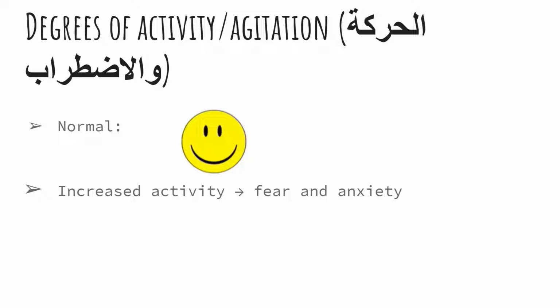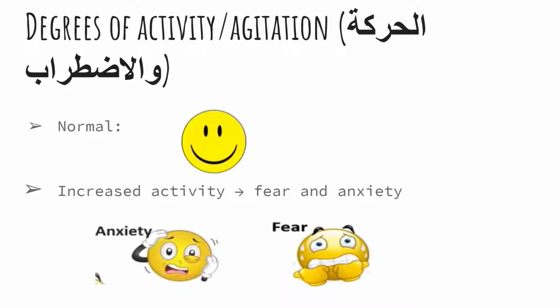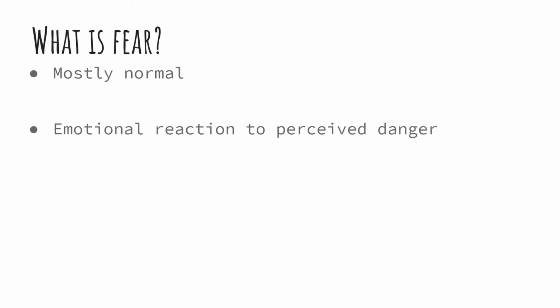They start trembling, their hands start shaking, their legs start moving, they start playing with their hair, they start fidgeting with things like pens and pencils. And so all of these things are signs of agitation, signs of an increase in activity. And this is what fear and anxiety look like. You can already see what it looks like. And yeah. So what is fear?